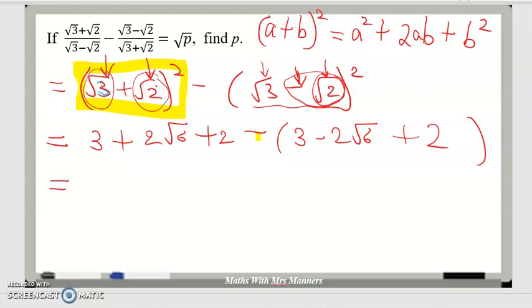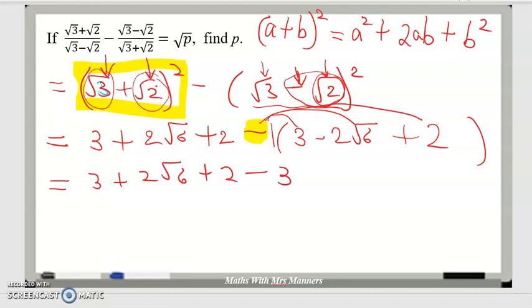Now I just have to make sure I carry this minus through the bracket, or you can also think of that as multiplying by minus 1, whichever way is easier for you. So we're going to get 3 plus 2 root 6 plus 2 minus 3, because minus 1 times 3 is minus 3, plus 2 root 6, because that negative there and that negative when we multiply become a positive, and a minus, and this positive over here will make a negative, and 1 times 2 is 2.